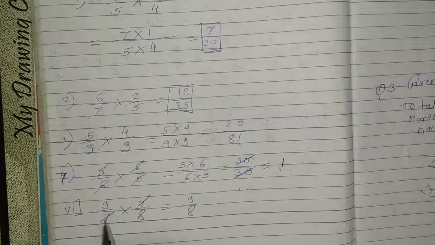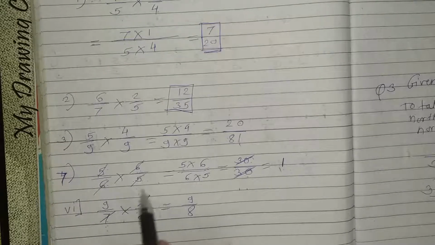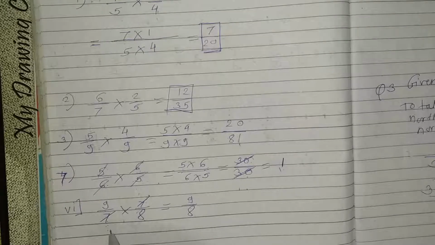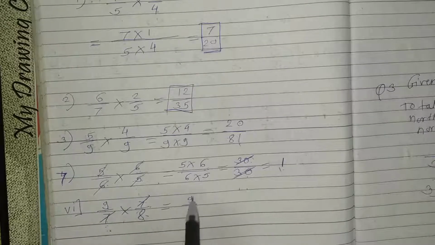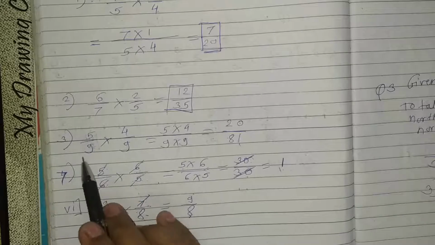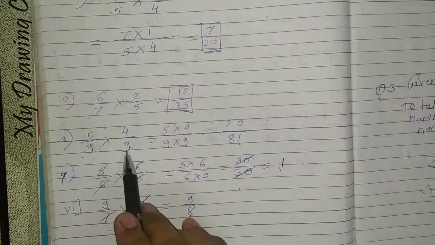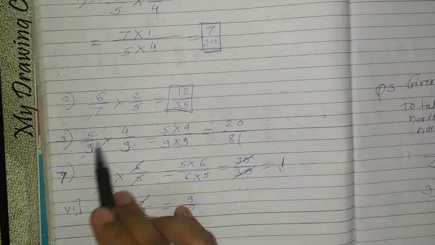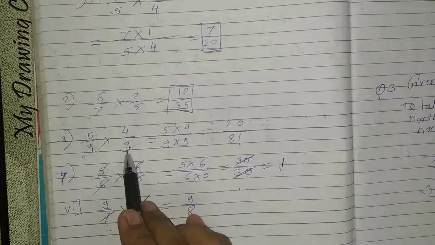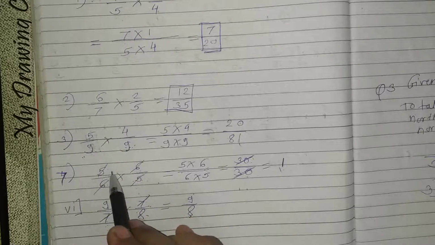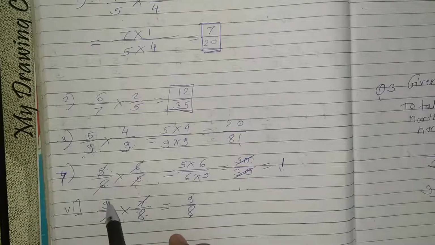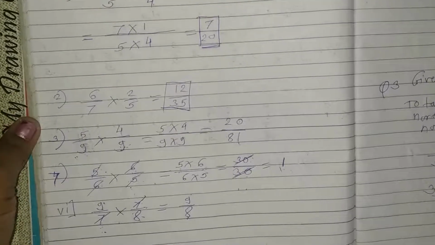9 upon 7 multiply by 7 upon 8. 7 7 same. One number should be up, one number should be down for cutting, student. Remember. So 7 7 get cancelled and only remain 9 ones are 9, 8 ones are 8. 9 upon 8 as the answer. Here 9 9 is at the denominator, same number. You cannot cut because they are at the denominator place. When you want to cut, there should be one number up, one number down, one number denominator, one number numerator. Then only you can cancel.